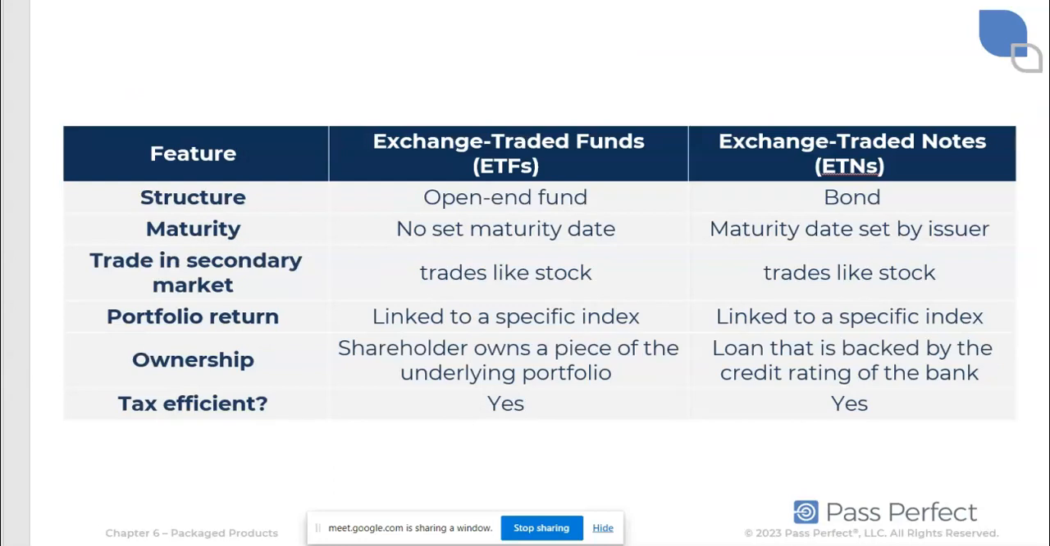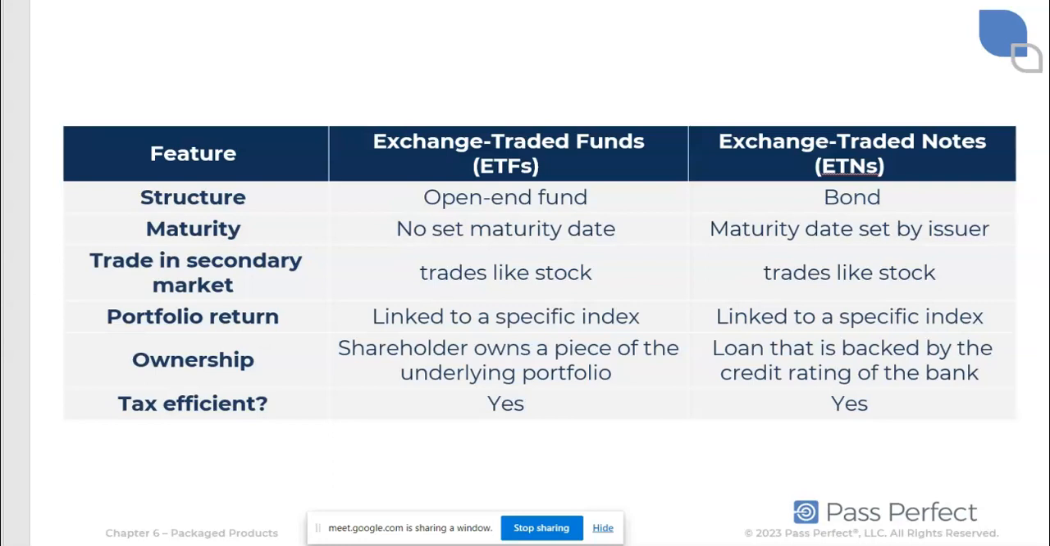All right, so here's the summary: exchange-traded funds versus exchange-traded notes. As I said, even though they look and act like closed-end funds, ETFs are structured or categorized as open-end funds, whereas exchange-traded notes are bonds, they're debt securities. ETFs do not have a maturity date. They can potentially last forever. Exchange-traded notes do mature, just like bonds do. Both of them, however, trade like stocks in the secondary market. And in both cases, their market return is based on a market index.